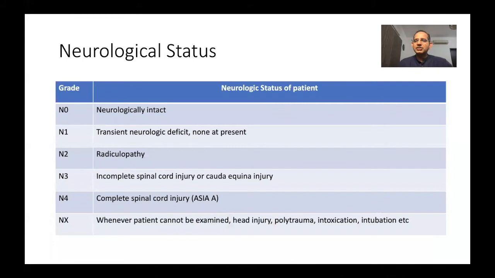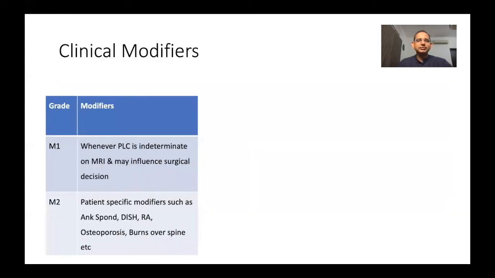The neurological status was also given significant importance in this classification. N0 was a neurologically intact patient. N1 was a transient neurologic deficit, but none at present. N2 was a radiculopathy. N3 is an incomplete spinal cord injury or a cauda equina injury. N4 would be a complete spinal cord injury, what was classically known as an ASIA A category. And NX is whenever the patient cannot be examined because of head trauma or polytrauma, intoxication, intubation, etc.